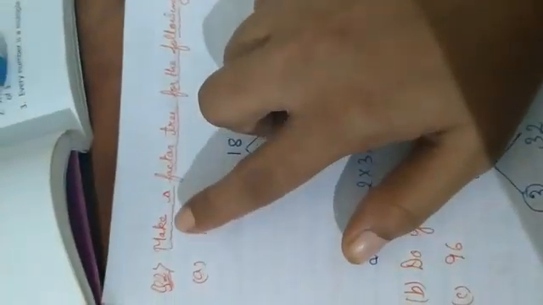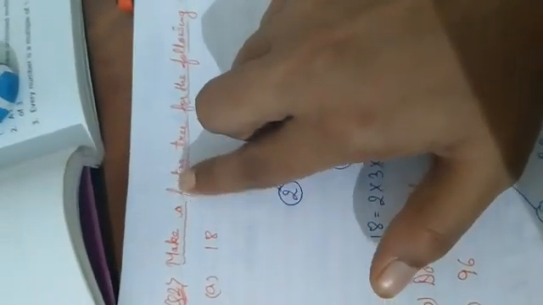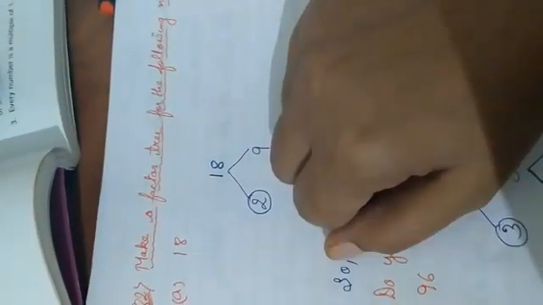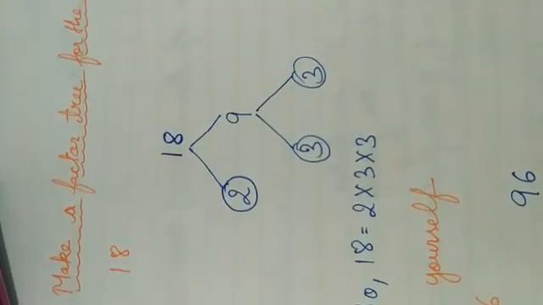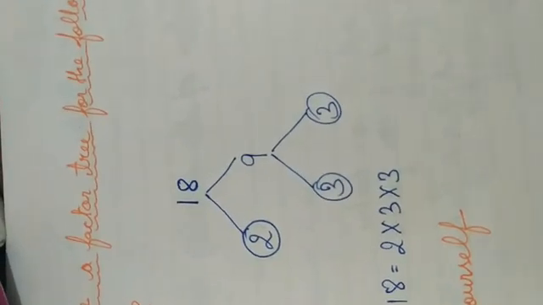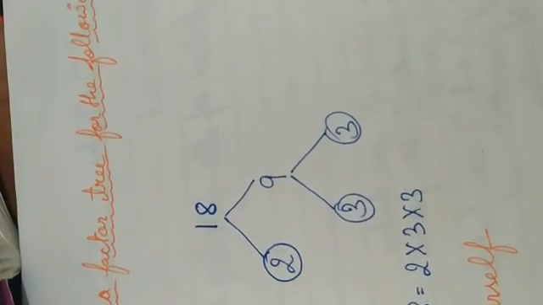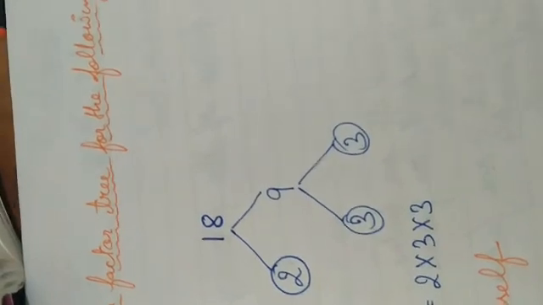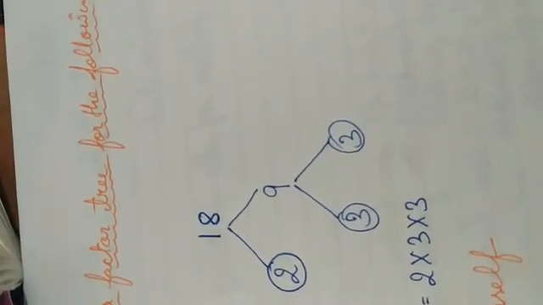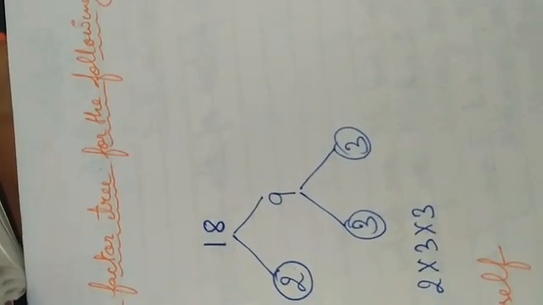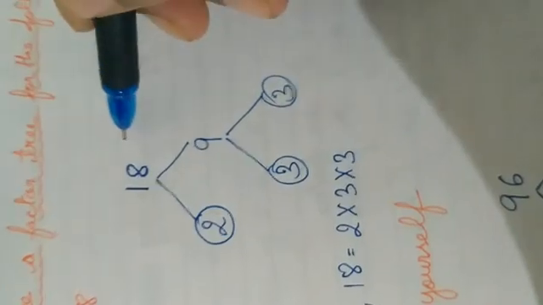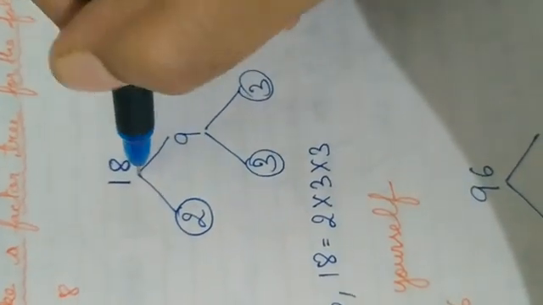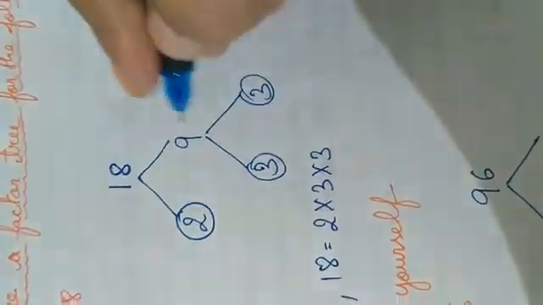Now the second question is: make a factor tree for the following numbers. First is 18. For building a factor tree, we have to break up the number into its factors, continuing the process till we get all the factors as prime numbers. Then 18 we will split into 2 into 9.